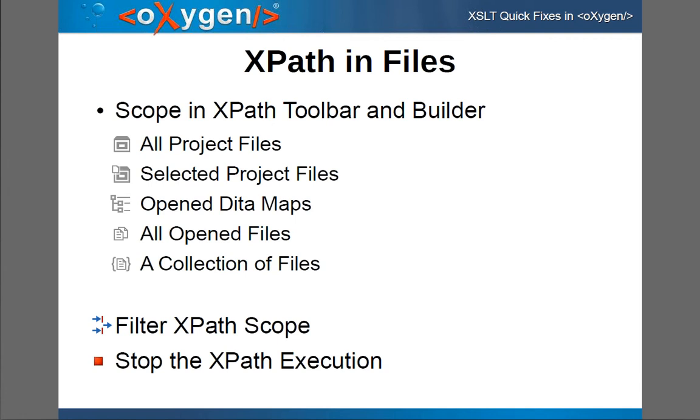You can execute XPath over a predefined set of files, like the project files or the selected project files, over the data map files, or all open files in the editor. But you can also define a collection of files and save it and run the XPath over that collection. We can also filter the scope, so we can define some filters to include just a part of the files. And also we added support to stop the execution of the XPath in the XPath toolbar. So let's see how we can use this feature in oXygen.